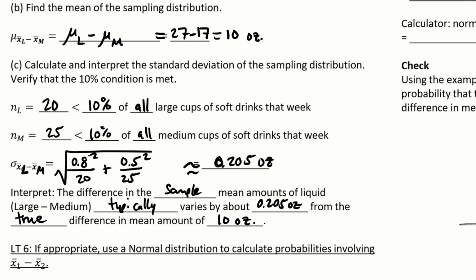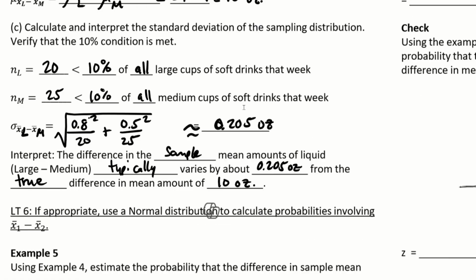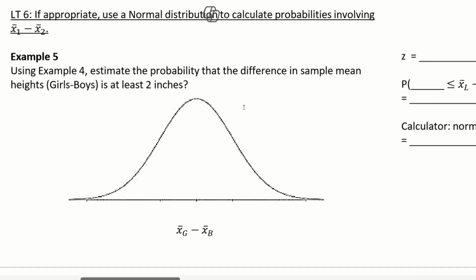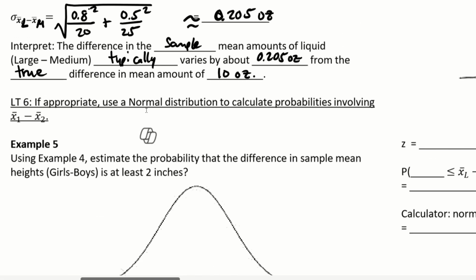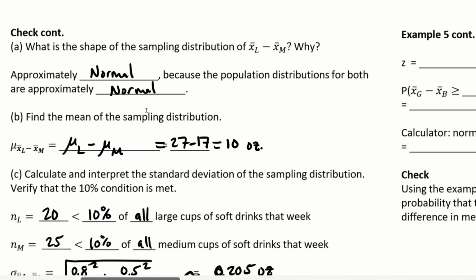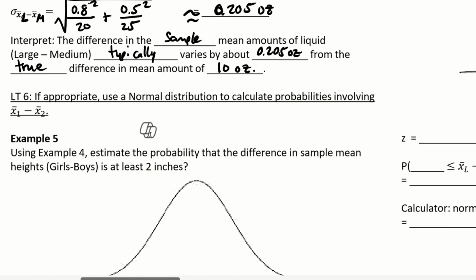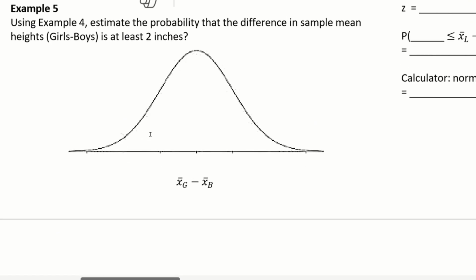All right, so let's look at learning target number 6. If appropriate, use a normal distribution to calculate probabilities involving x bar 1 minus x bar 2. So now that we established normality, where it's approximately normal, we should be able to use normal distribution calculations. So, using example 4 with the girls minus boys, we want to find the probability that the difference in the sample mean heights for girls minus boys is at least 2 inches.